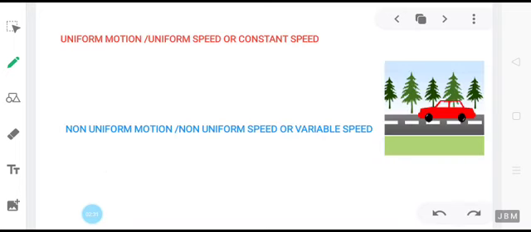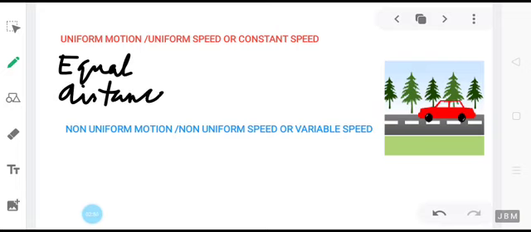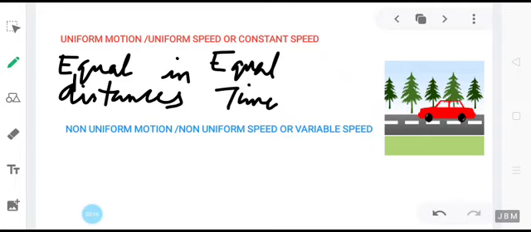Uniform speed. What is uniform speed or constant speed? An object is said to be moving with a uniform speed if it covers equal distances in equal intervals of time, howsoever small these intervals may be. So in case of uniform speed, an object covers equal distances in equal intervals of time.